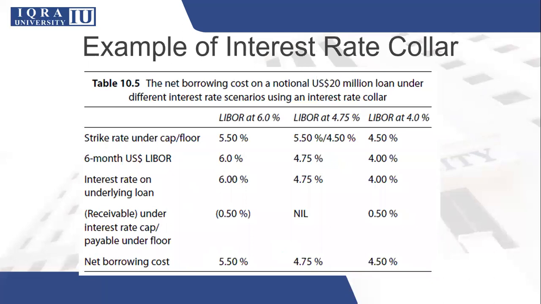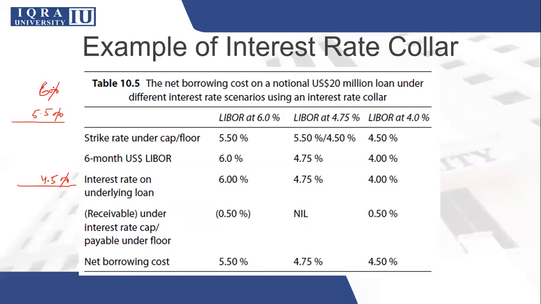Now, let's see what happens at the different LIBOR rates. So now your scenario is that you have set a cap of 5.5%. Also, you have set a floor of 4.5%. So we have selected the 4.5% one. Now, what happens if the LIBOR is at 6%? If the LIBOR is at 6%, it means it's above the cap. So in this case, the cap is going to get activated and nothing will happen to the floor.